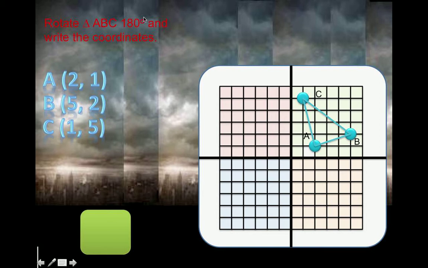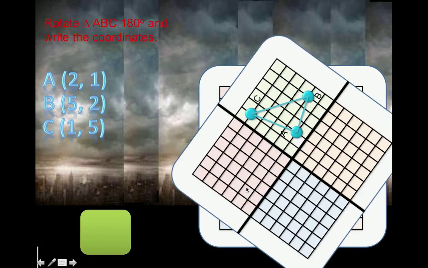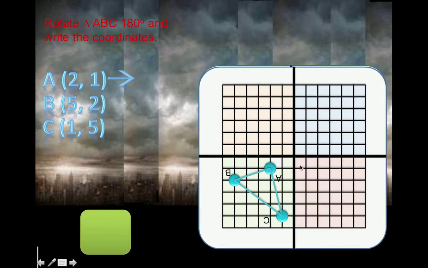Okay? We're spinning those 180 degrees. So we're going to take this and spin it all the way down, so it should end up somewhere down here. Spin it all the way around. And now we're going to rewrite those coordinates. So A is now at negative 2, negative 1. B is at negative 5, negative 2, I apologize. And C is at negative 1, negative 5.